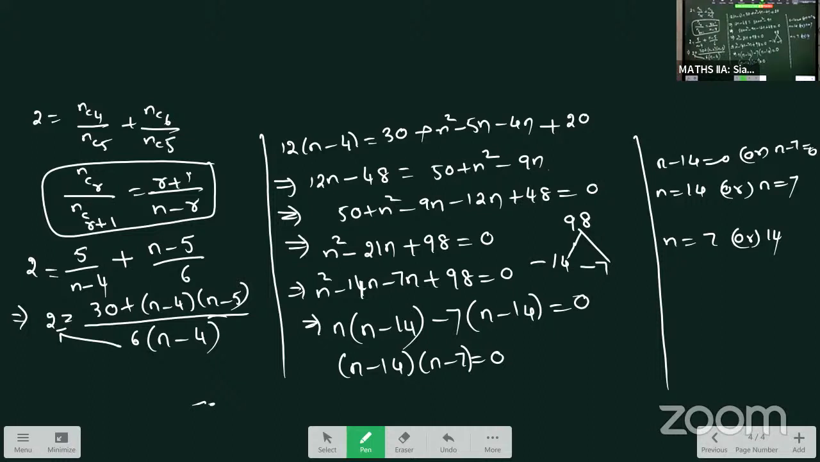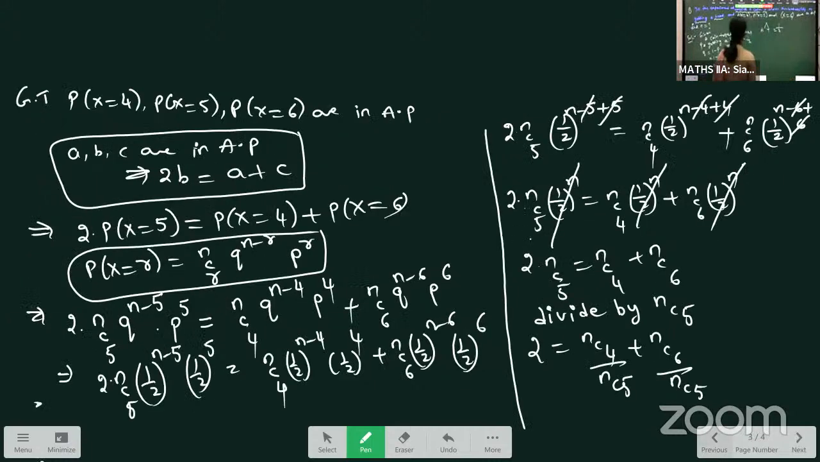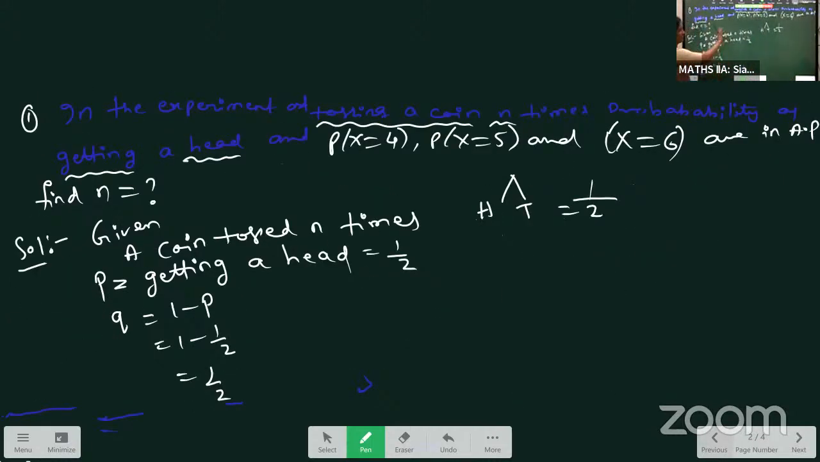This is the most important question. So once again, I'm going to explain this. The condition given is: if a coin is tossed n times, the probability of getting a head is p, and probability of x equal to 4, probability of x equal to 5, probability of x equal to 6 are in AP. Then find n. So a coin is tossed n times, the probability of getting a head is 1 by 2. In the same way, q is equal to 1 minus p, so 1 minus 1 by 2 is 1 by 2.